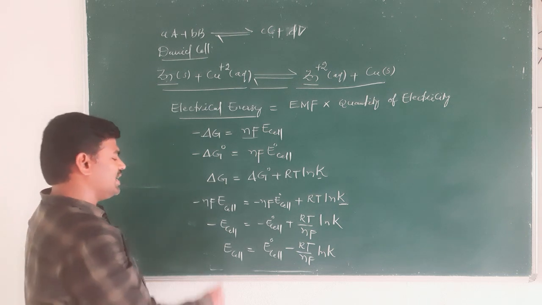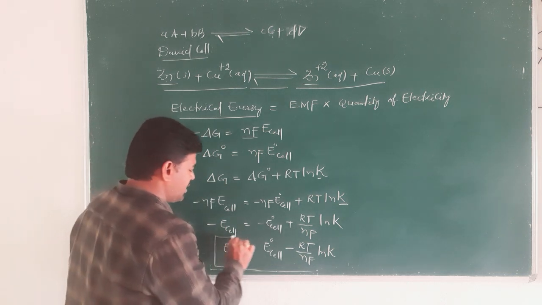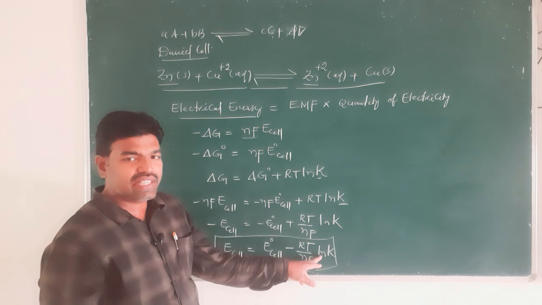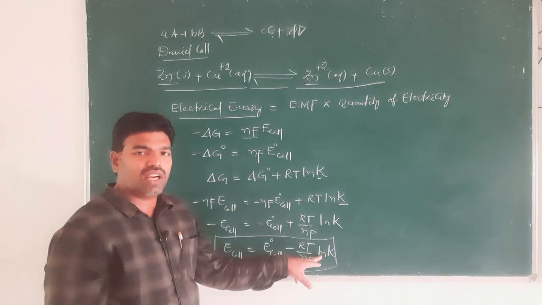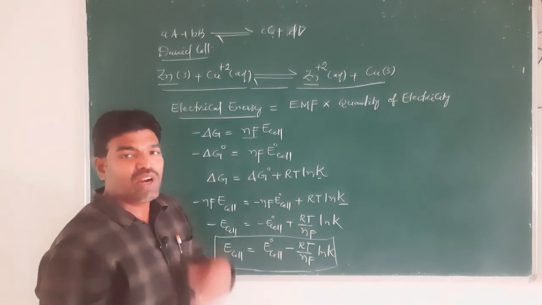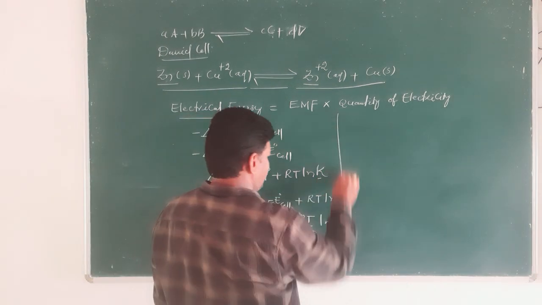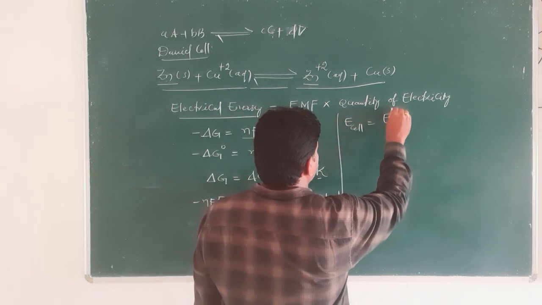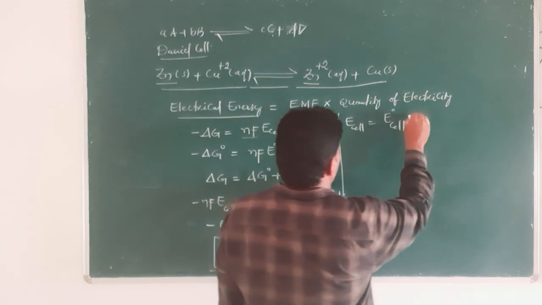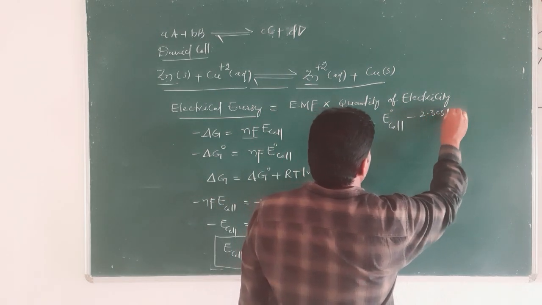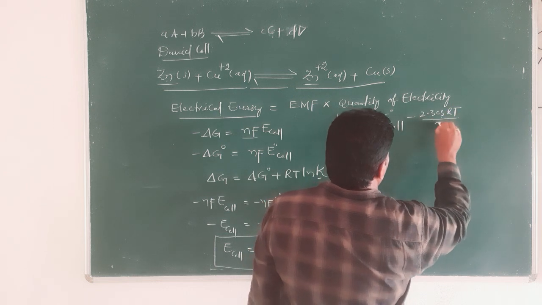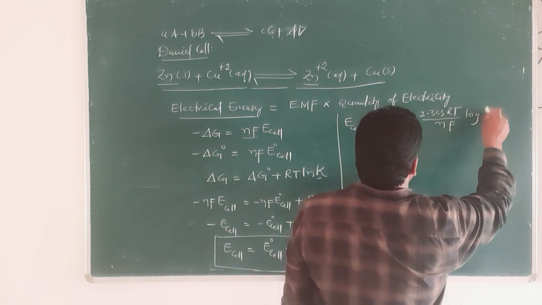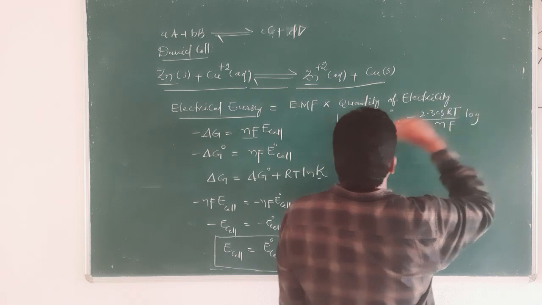Ln K. This is called the Nernst equation. And we can convert this Napierian logarithm into a Briggsian logarithm by multiplying with 2.303. That is, E cell is equal to E naught cell minus 2.303 RT by NF log K, where K is the equilibrium constant.